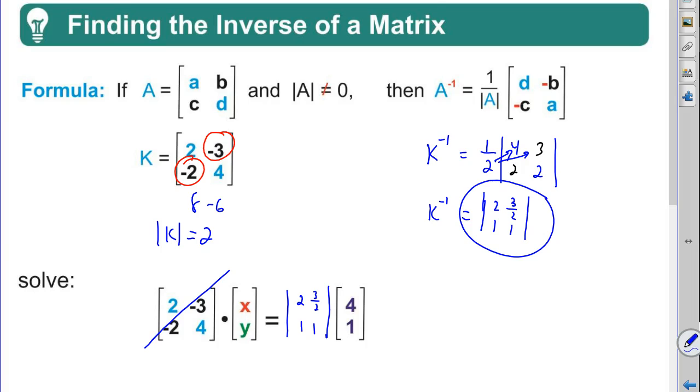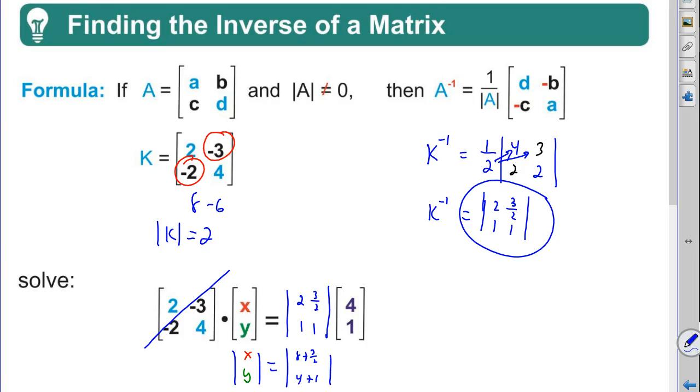Now I've got to do matrix multiplication. All right, across and down. Let's see if we can do the across and down thing. Okay, so 2 times 4 is 8, plus 3 halves times 1 is 3 halves. That's the first element, and that's the top. The bottom's easy. 1 times 4 is 4, and 1 times 1 is 1.